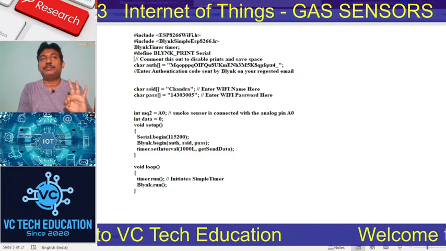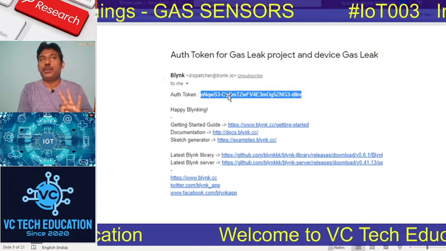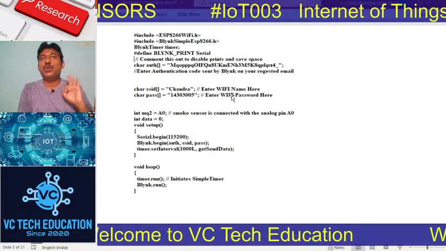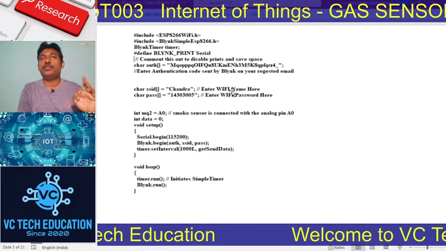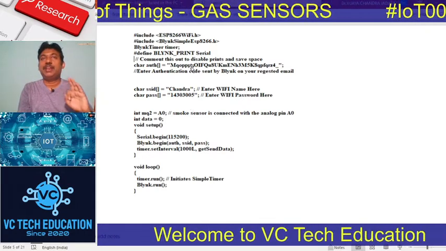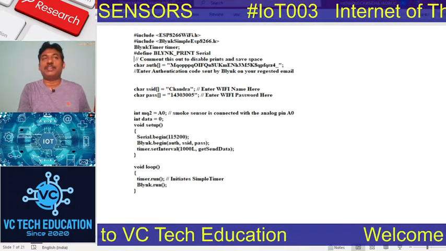That is the authentication token which you got; that should be added here. Next is your user Wi-Fi name, whatever Wi-Fi you are using, that name, and your Wi-Fi password. These 3 changes should be done. Then you can execute the program successfully.